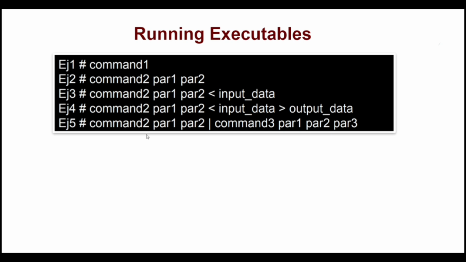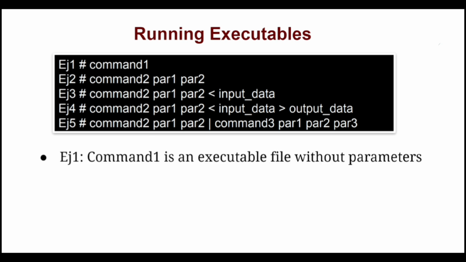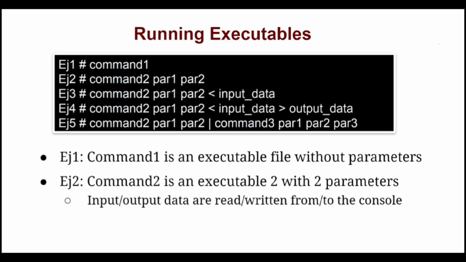Here it is important to know that when we just write an executable like this one, command 1 is an executable file without any arguments. We have no parameters in here. We just run this executable command 1 like so, no arguments inside. Then let's take a look at command 2. We have here command 2, parameter 1, parameter 2. In here, command 2 is an executable file with 2 arguments.